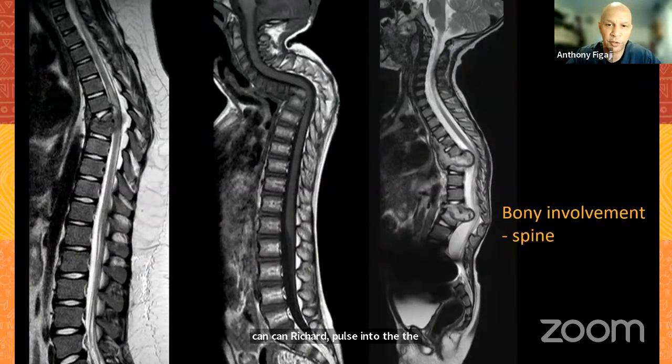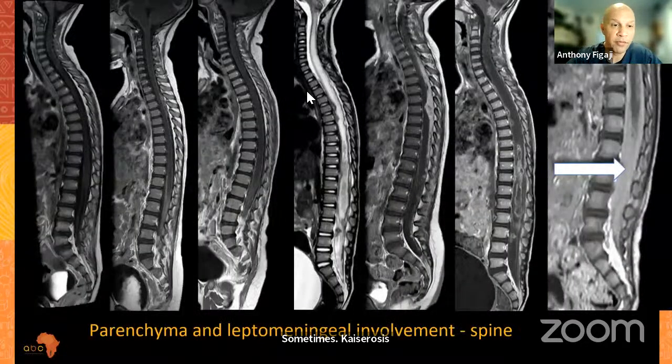And those can be difficult because not all pediatric neurosurgeons are familiar with dealing with bony disease, so sometimes you have to get the orthopedic guys involved and you have to do these wedge resections, sometimes kyphoscoliosis corrections as well. And then it can involve the parenchyma of the spine.